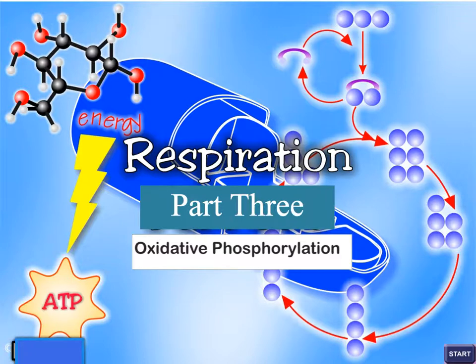As you're probably aware, carbon dioxide is a waste product and it's removed during the process of gaseous exchange. Hydrogen atoms are valuable as a potential source of energy. So these hydrogen atoms are carried by the coenzymes NAD and FAD into this next stage.